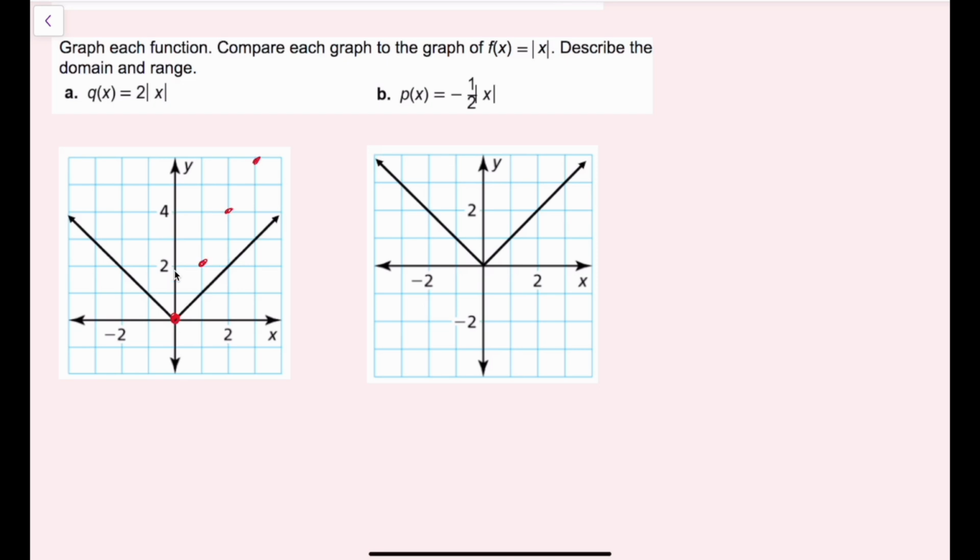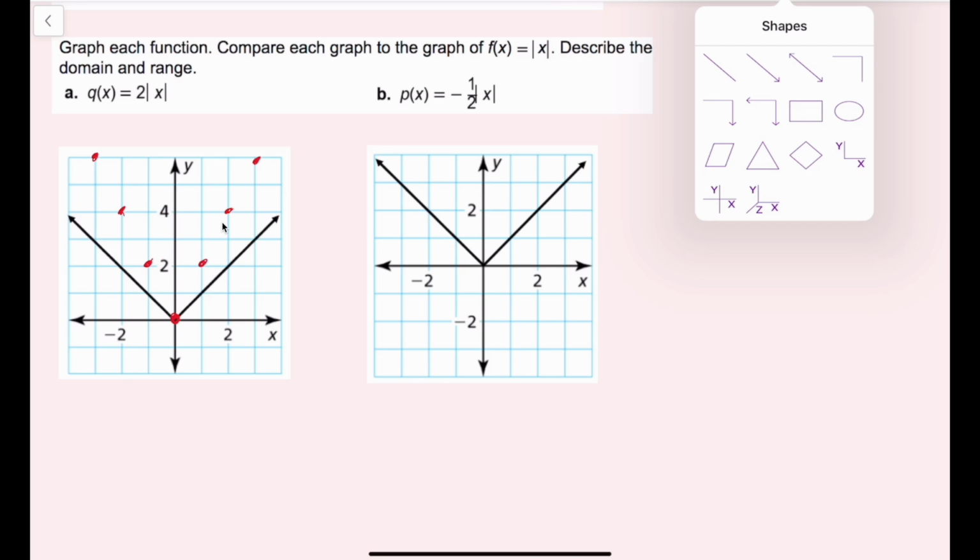And once again, you could always make a table from your vertex to see if this is the case. Like, for instance, if I said x is -2, the absolute value of -2 is 2, times 2. Well, that gets me my 4 here. So all I have to do is say, I have this graph right here. The only thing that's happening is this vertical stretch. And now my slope has just changed from -1 and +1 to -2 and +2. And now I'm going to draw my rays.